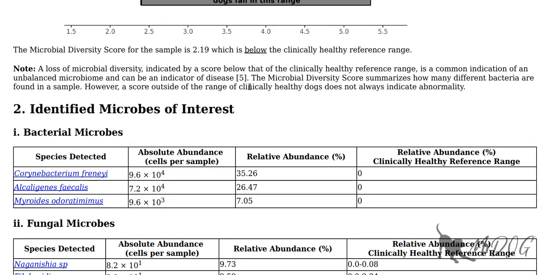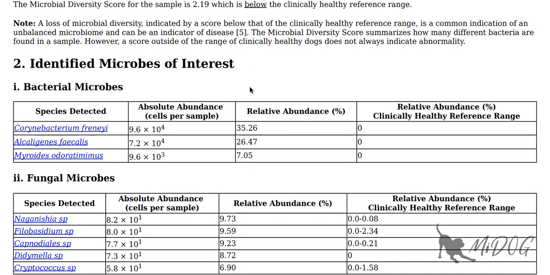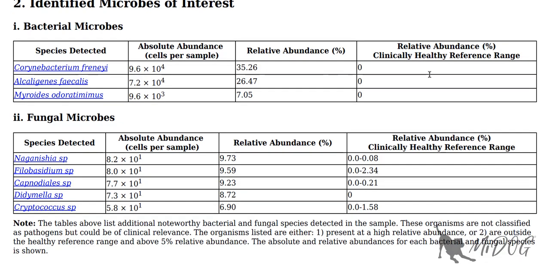The next section here are the interesting bacterial and fungal microbes that we detected. These microbes are interesting because the relative abundance detected for these microbes are usually seen outside the clinically healthy reference range, which is why it's listed as an interesting set.